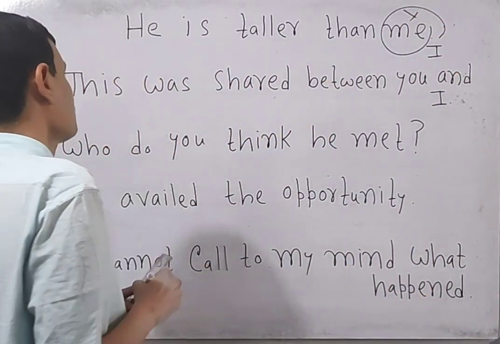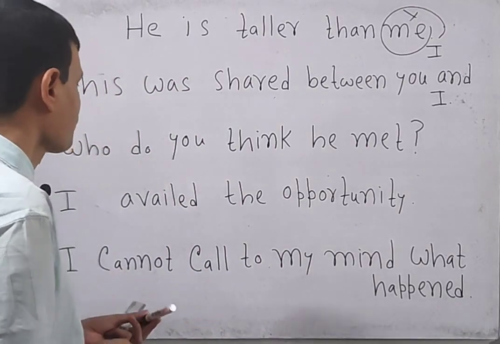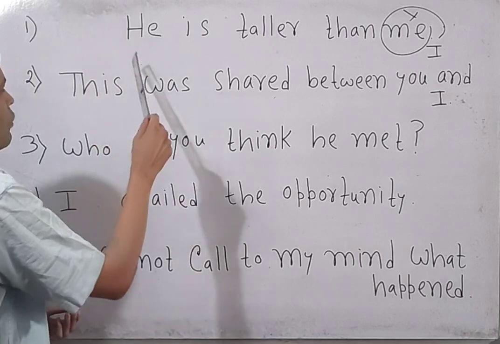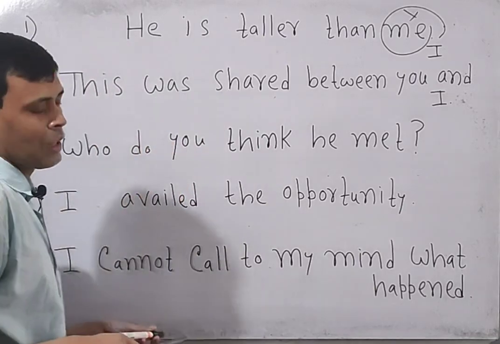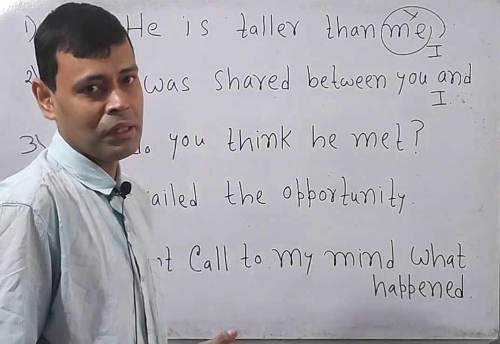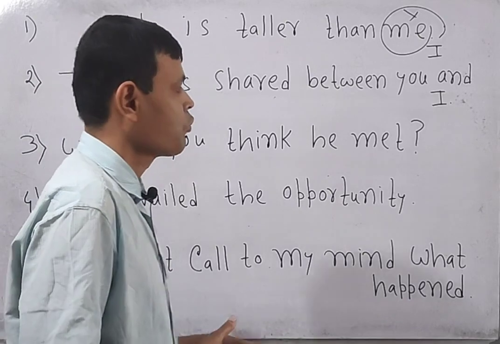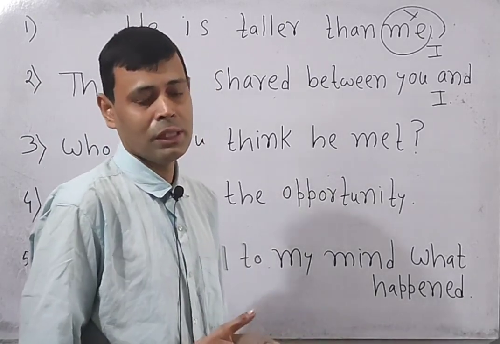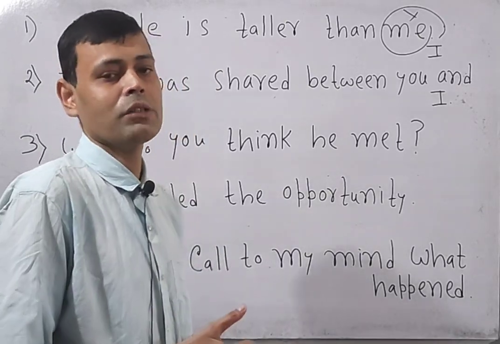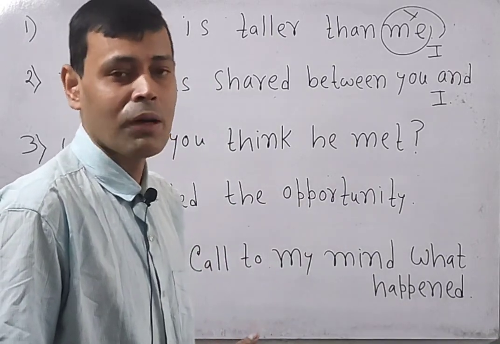Now, go next. This was shared between you and me. Be careful, this is the subject, auxiliary verb, main verb. Therefore, we don't need to write any more subject. Whatever will be written should be in objective form. What is the objective form of you? You is the subject, you is the object. Again, what is the objective form of I? I is the subject, me is the objective form.